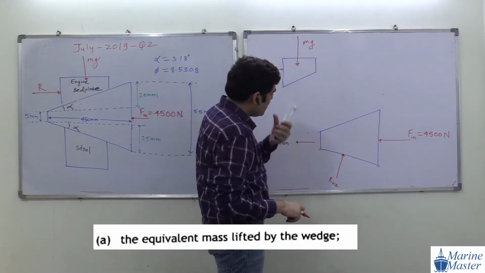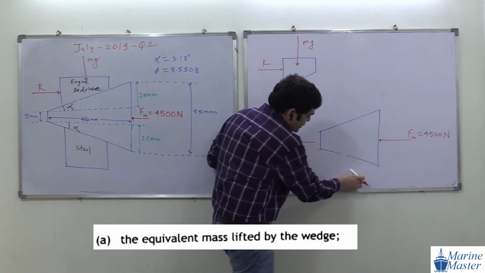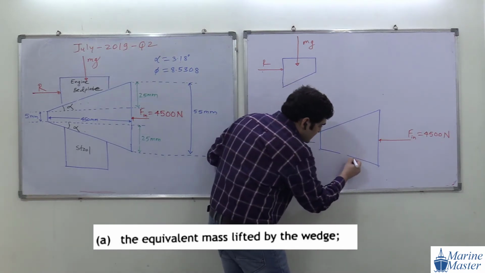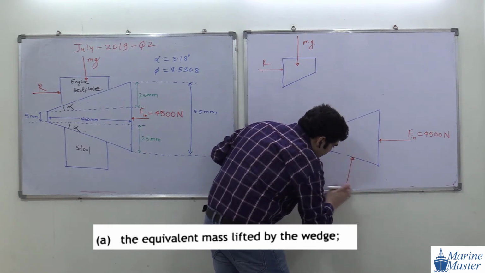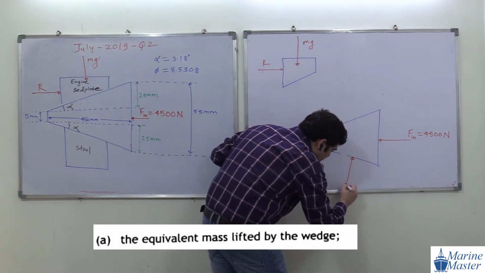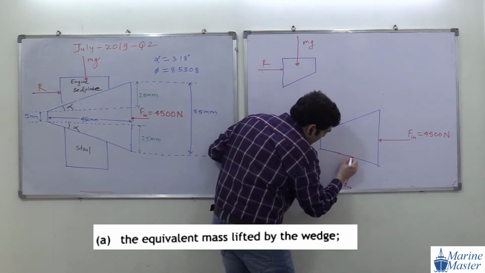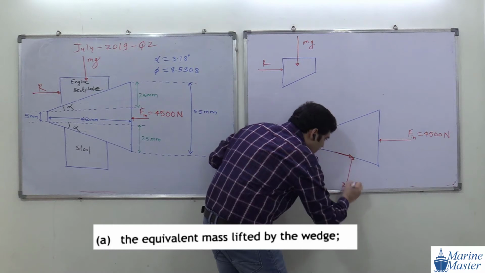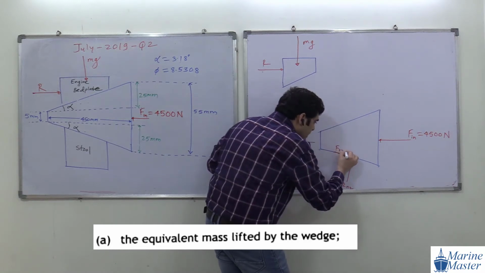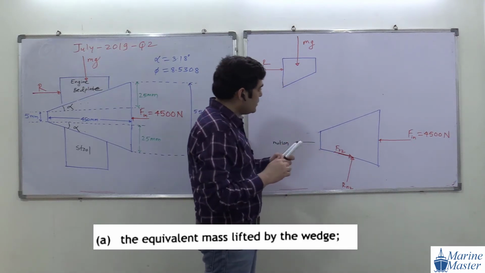Then the friction force will be opposite to the motion. See the scenario here. So this is our Rn2. Rn2 is perpendicular to this plane. Then there will be a friction force, and we will give this friction force the name Fr2. Try to see the scenario. So this is one story.